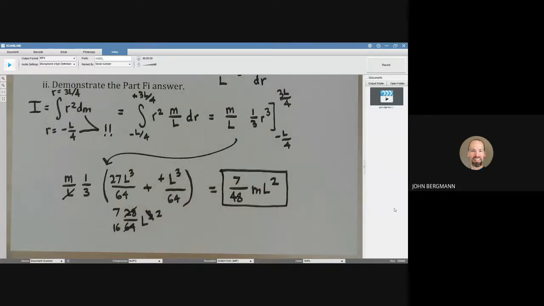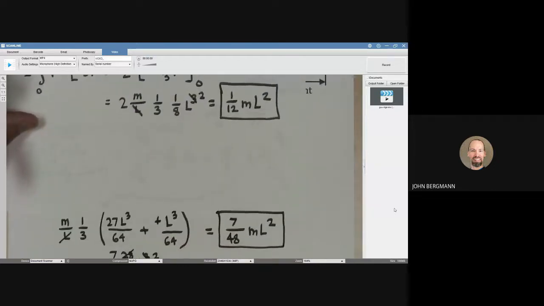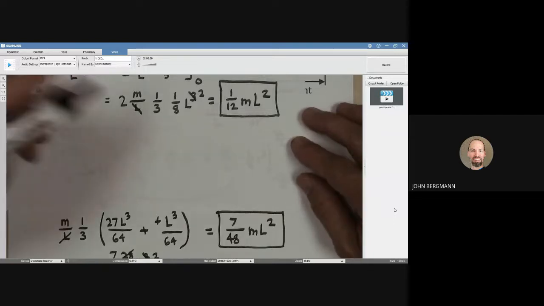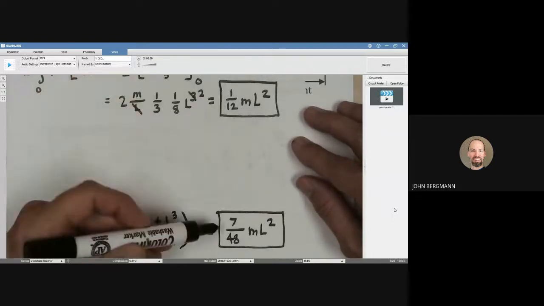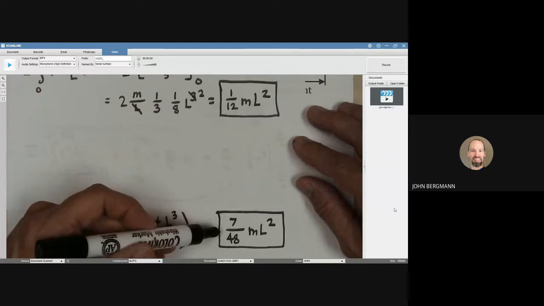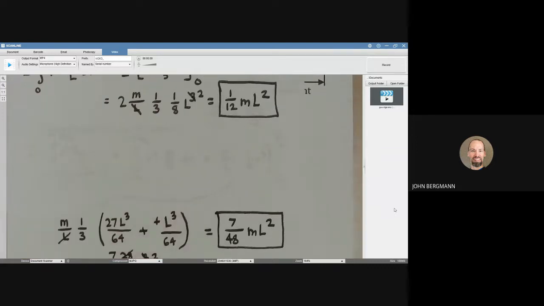Now, what did we say initially? We said that this should be a larger value than what we got when we went about the center of mass. We got 1/12 ml squared. How much would that be? 1/12 would be 4/48, right? Now, we're not going through the center of mass anymore, so our moment of inertia definitely does increase.